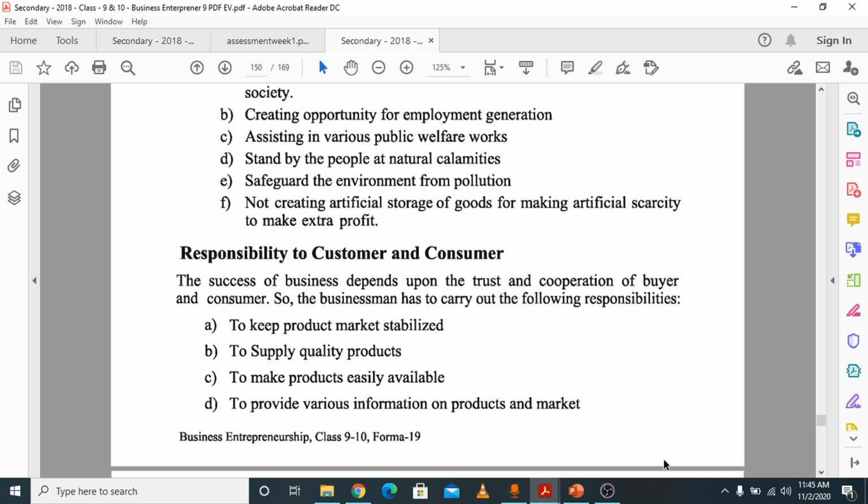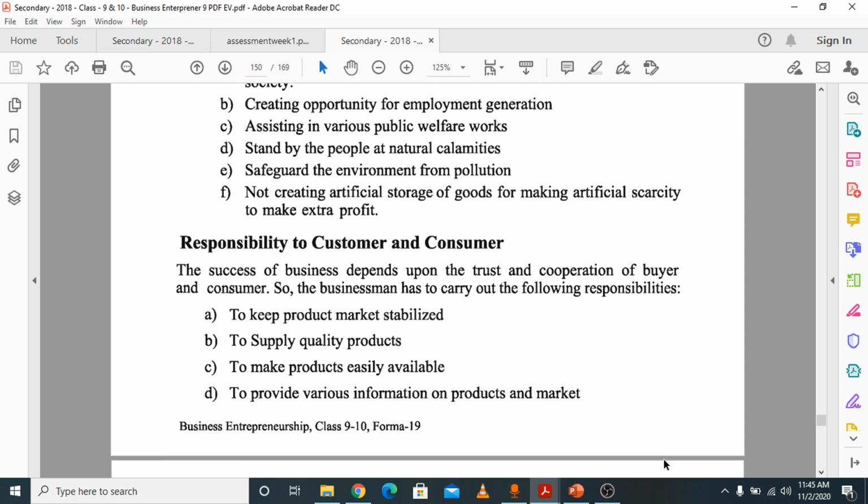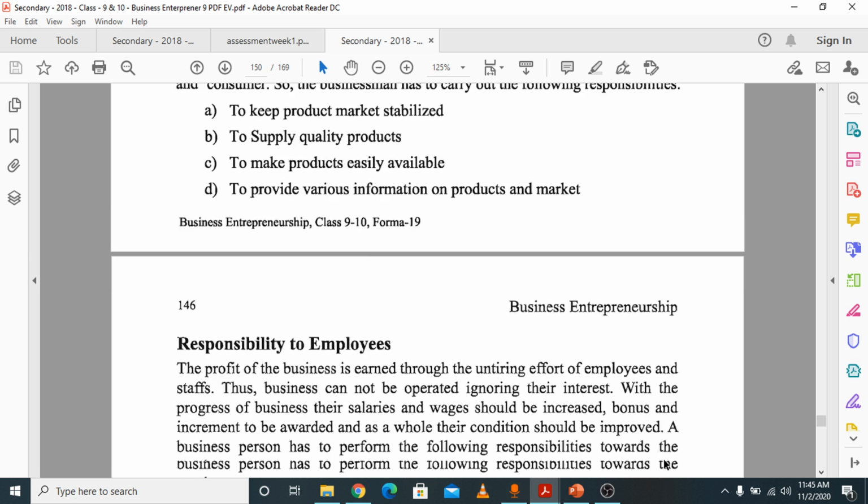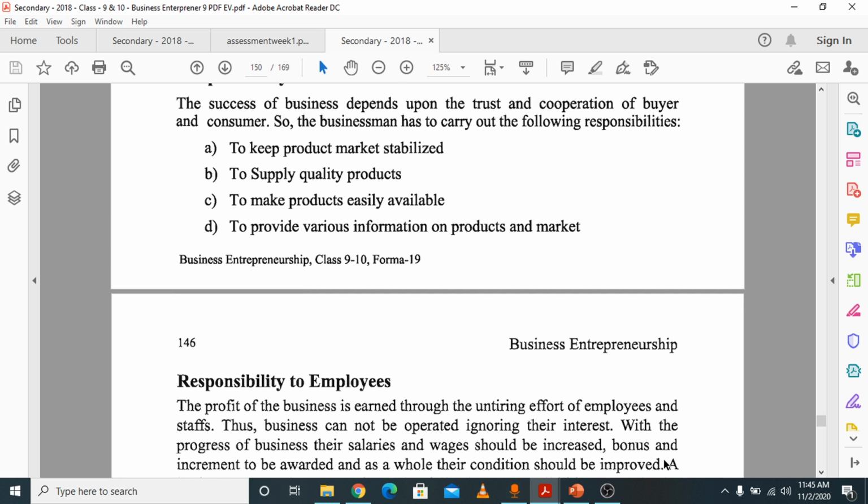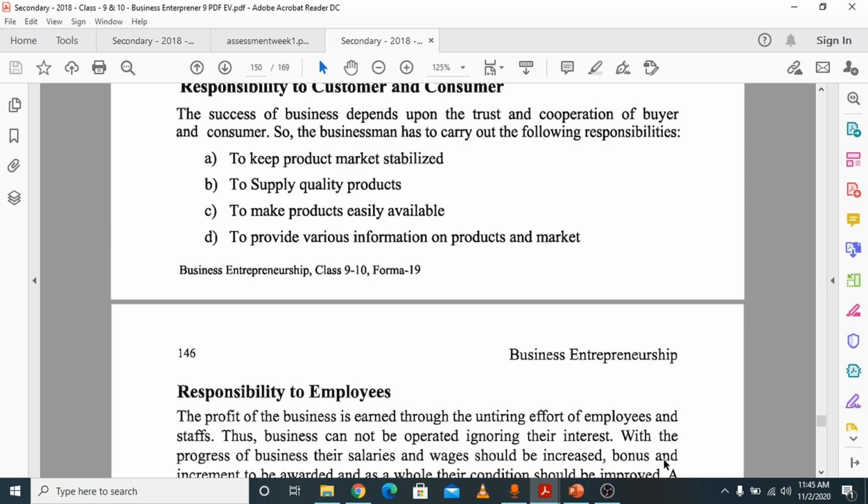Responsibility to customer and consumer: to keep product market stabilized, to supply quality products, to make products easily available, to provide various information on products and market. So these are the responsibilities to the customer and consumer.